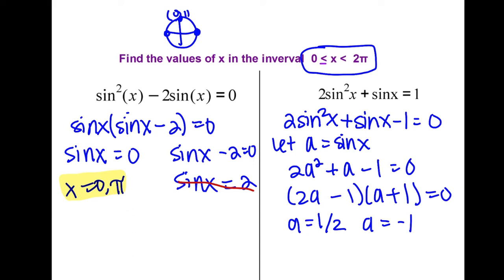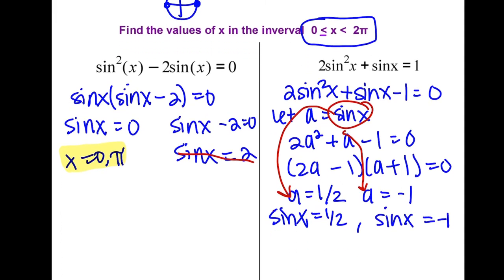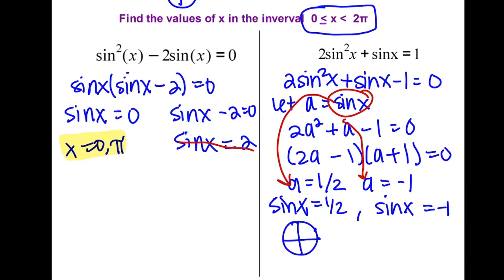But remember, I'm not solving for a, I'm solving for x. And so now I'll replace this back. A is sine of x, so I'll replace it with sine of x and have sine of x equals 1/2. Sine of x equals negative 1. So where on my unit circle does sine of x equal 1/2? Well, right there and right there. So pi over 6 and 5 pi over 6. Where does it equal negative 1? Down there at 3 pi over 2.